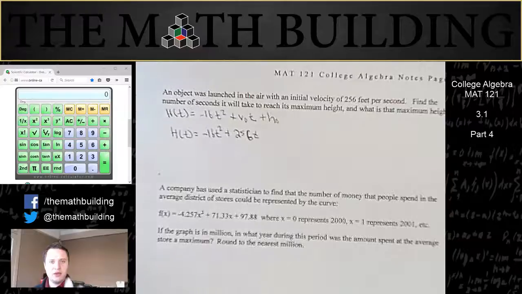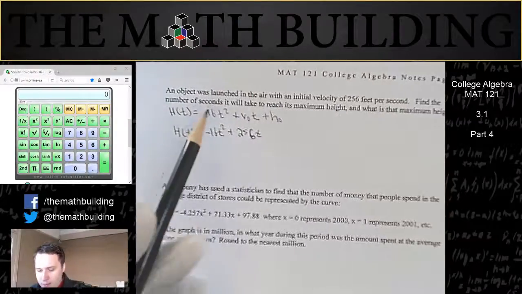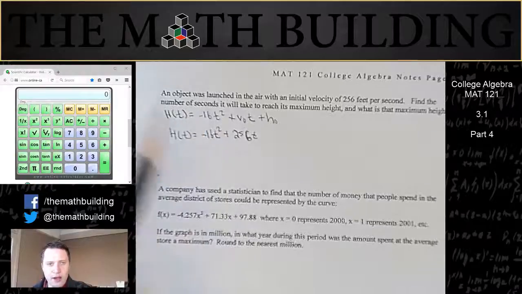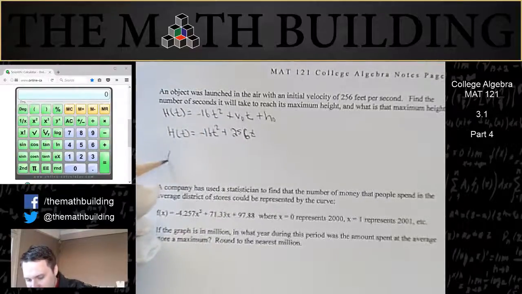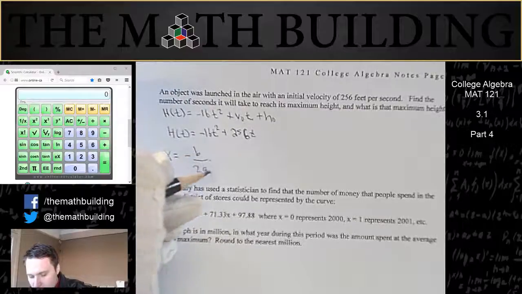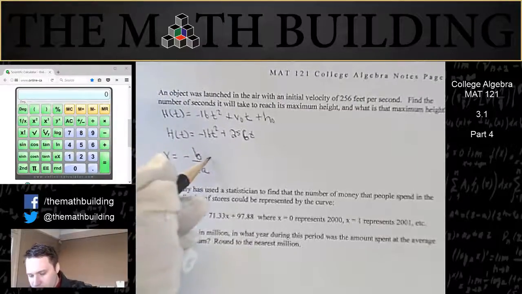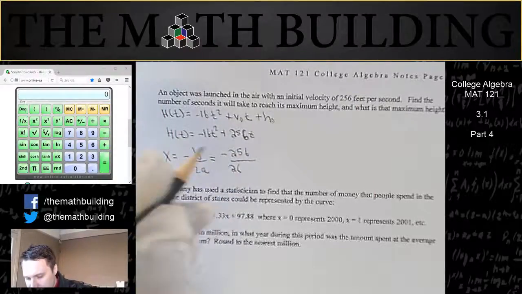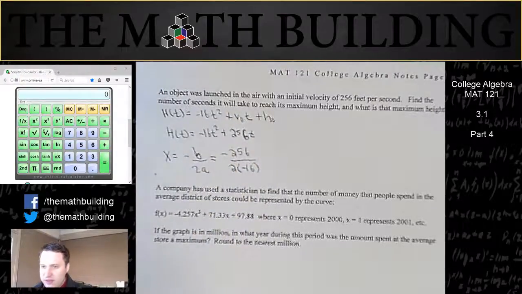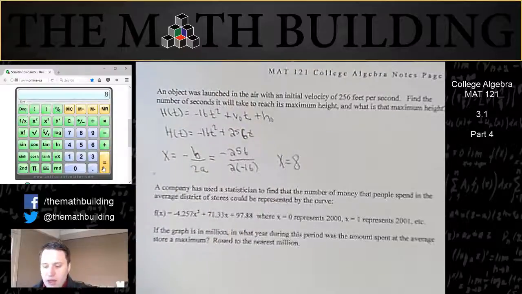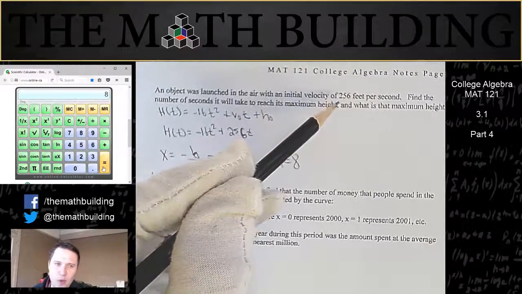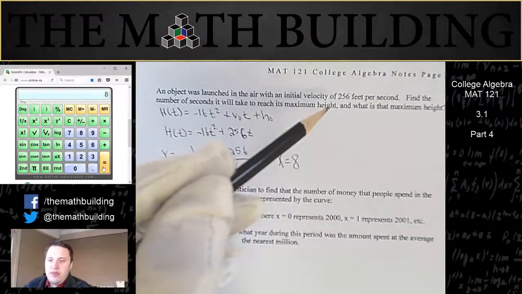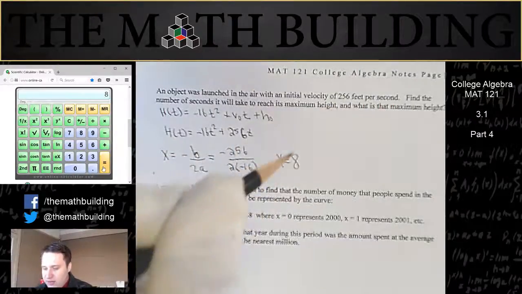So how long will it take for the object to reach its maximum height? Well, that's just a matter of finding the vertex. So x is equal to negative b over 2a. Hopefully you've memorized that by now. So that's going to equal negative 256 divided by 2 times negative 16, or 256 divided by 32, which is 8. So if you launch an object into the air with an initial velocity of 256 feet per second, then it'll be at the top of its rise 8 seconds after launch.